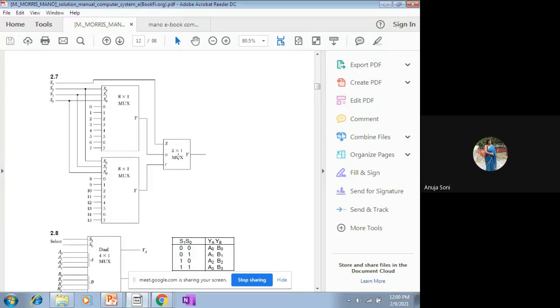It may depend on the nature of the problem. It may depend on the requirement of the application. So in this case, only one enable pin will be there. Select pin, you are going to call it as the select pin.